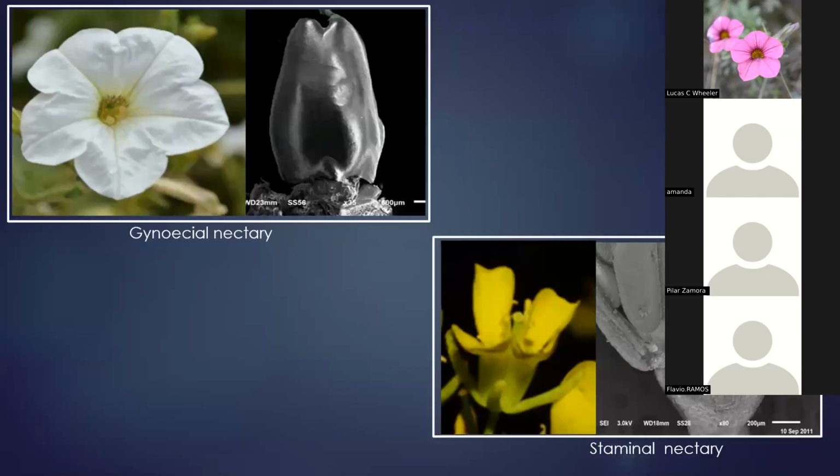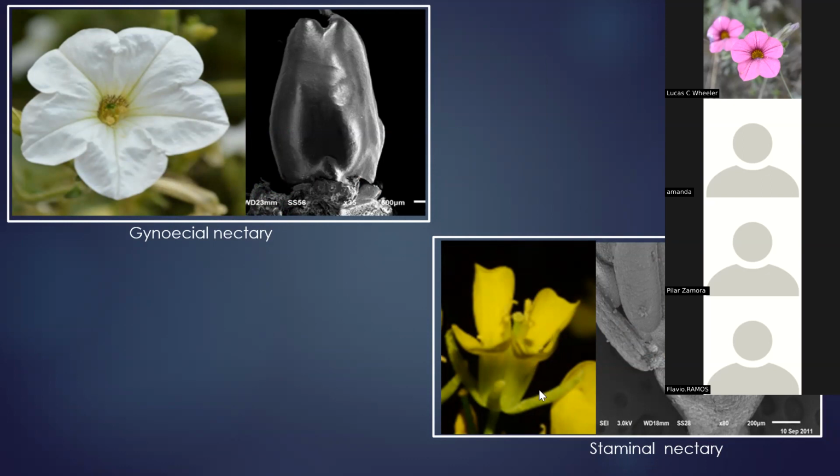And when it is associated with the gynoecium, we call it gynoecial nectary. This is a model system, a petunia flower. When I scanned the gynoecium with the electron microscope, I found that there is some triangular structure or a kind of disc present at the base of the gynoecium. So this is how a gynoecial nectary looks.